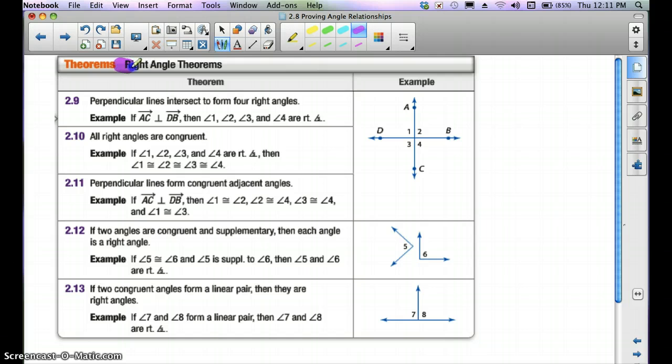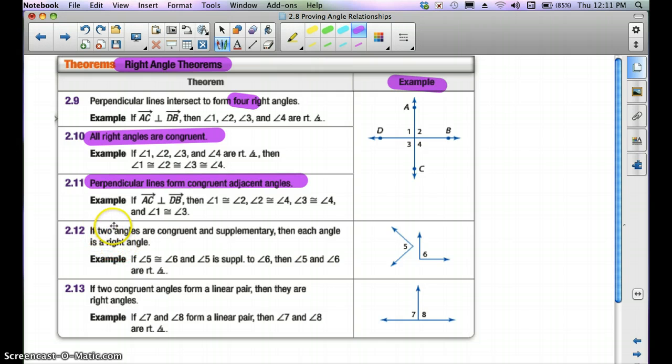Right angles theorems. 2.9, perpendicular lines intersect to form 4 right angles. And here's the example. Make sure you write down the pictures. All right angles are congruent. You'll be using that a lot. Perpendicular lines form congruent adjacent angles.